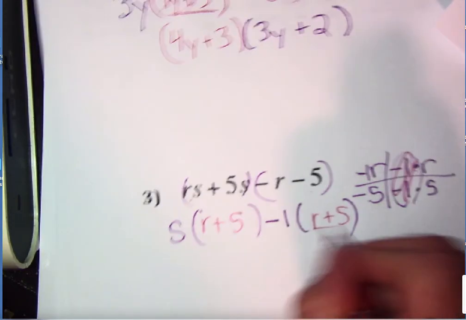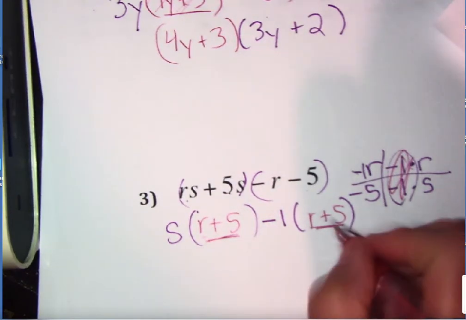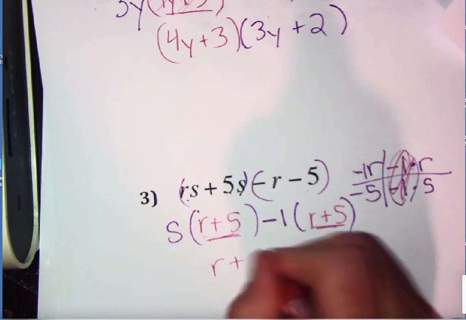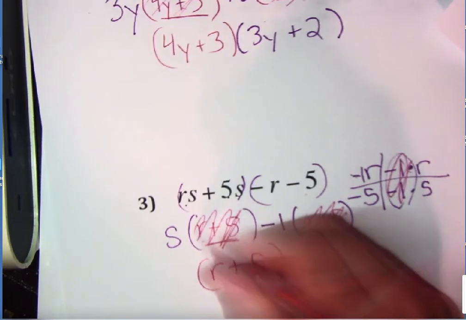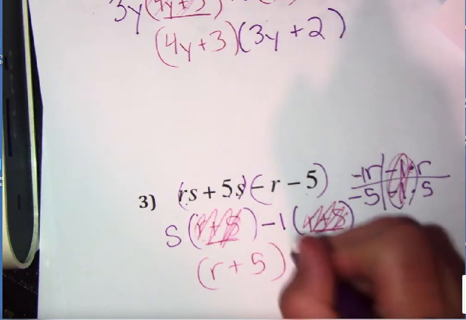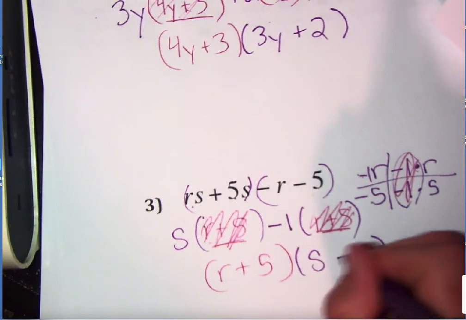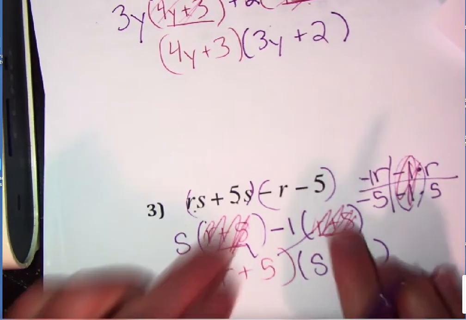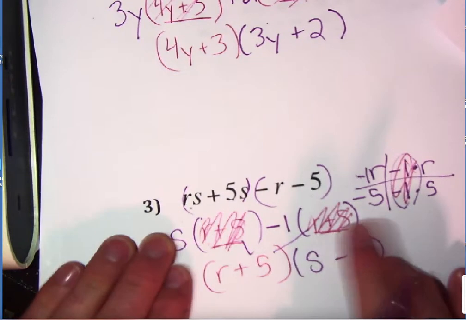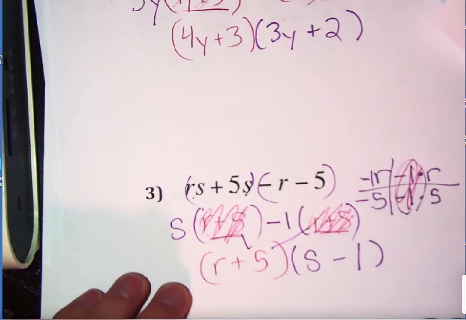Now, do we know what one of the parentheses is? We sure do. Because we had the same thing in both parentheses, one of the parentheses we started with was R plus 5. And our GCFs are what's in the other parentheses, S minus 1. Or we say these both have a GCF of R plus 5, we pull it out, and then write down what's left.